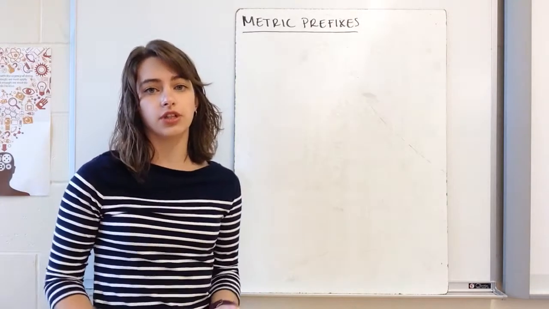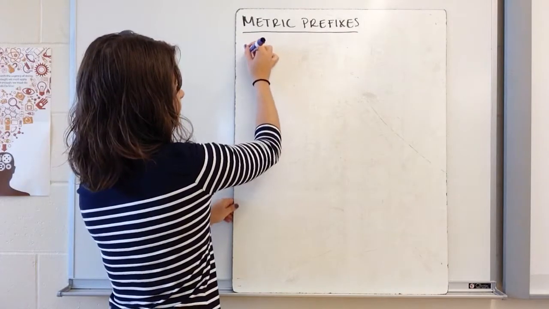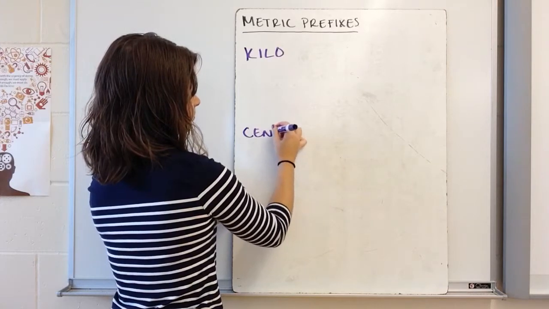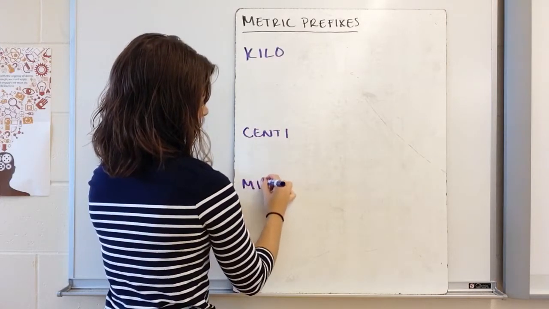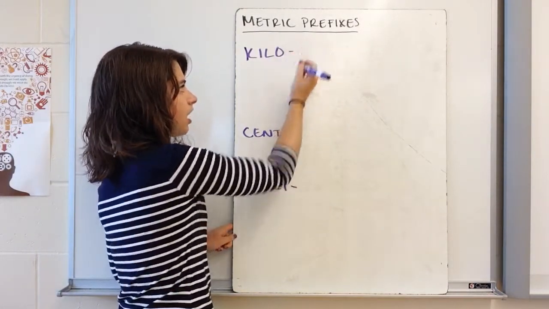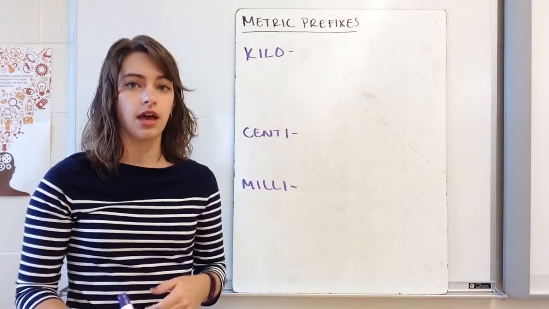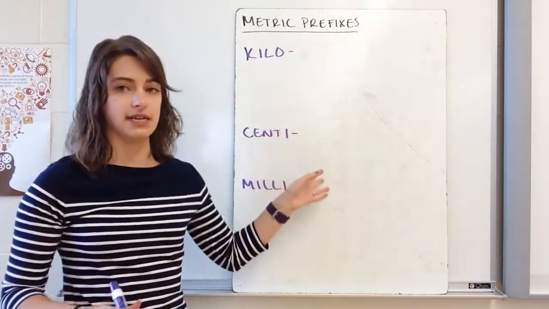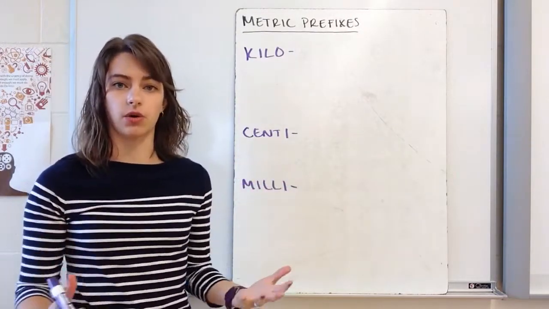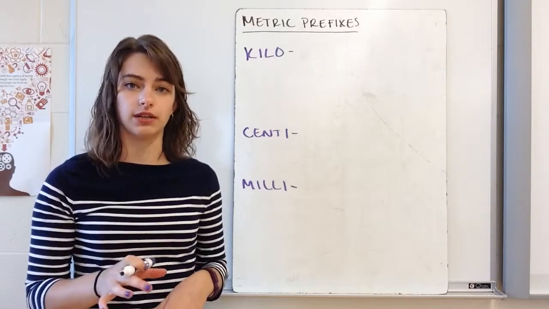So there are lots of metric prefixes, but we're going to focus on three specifically. So we have kilo, we have centi, and we have milli. These are prefixes, so they're words that would go in front of your units. So if our unit is grams, we would have kilograms. If we had meters, we would have centimeters or millimeters. We'd have milliliters, and so on and so forth. So they're parts that get attached to the front of your unit.